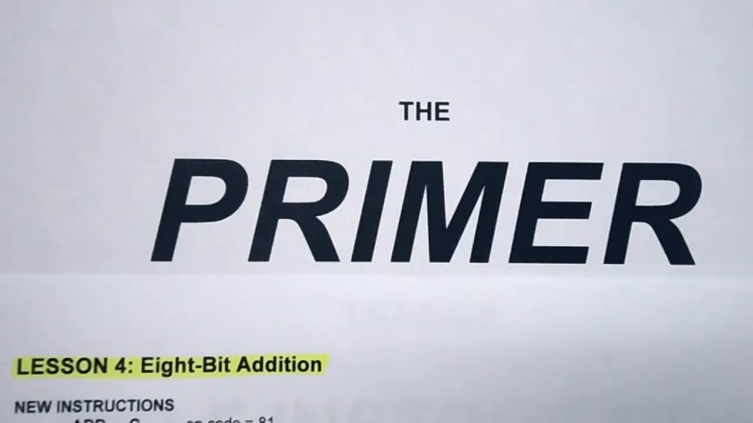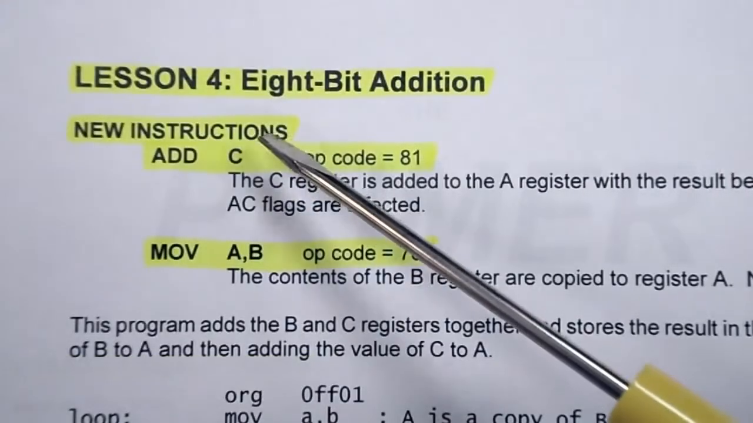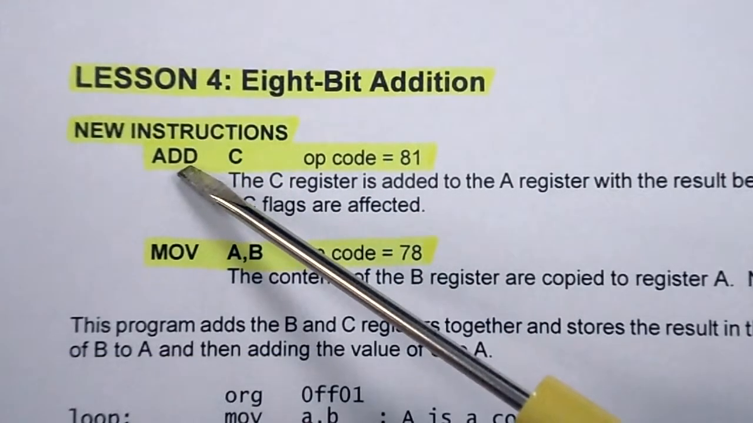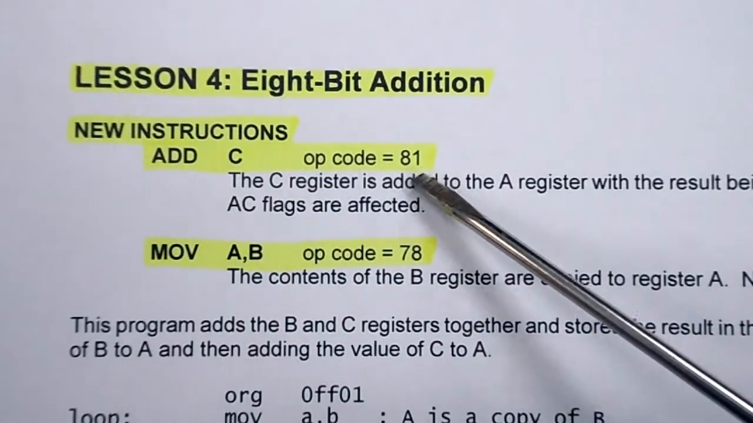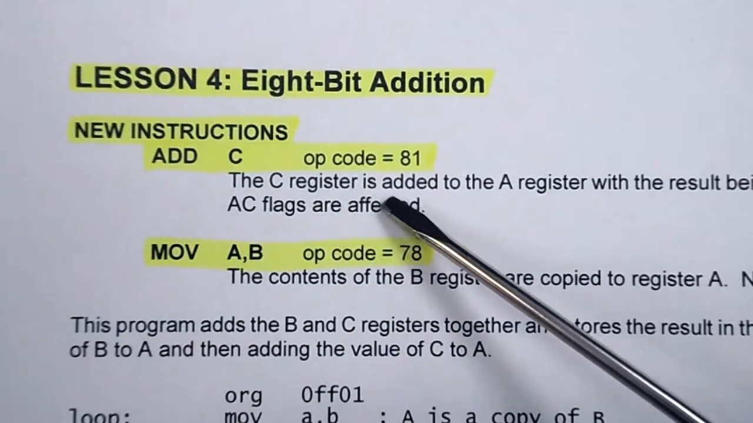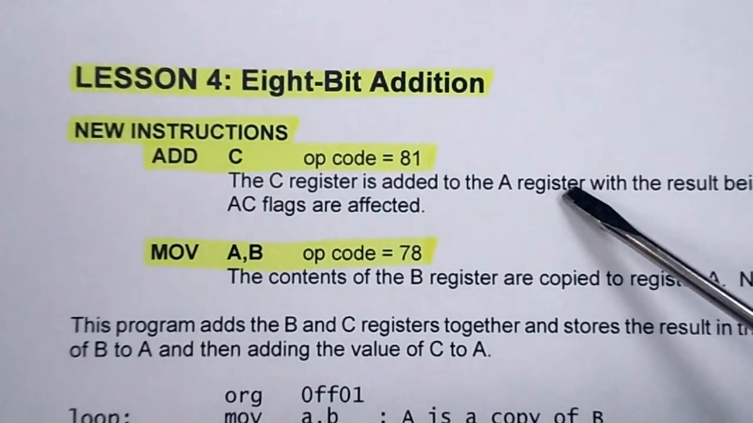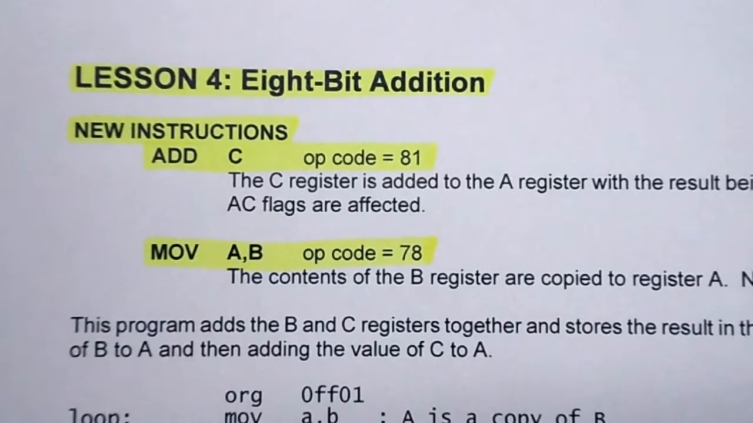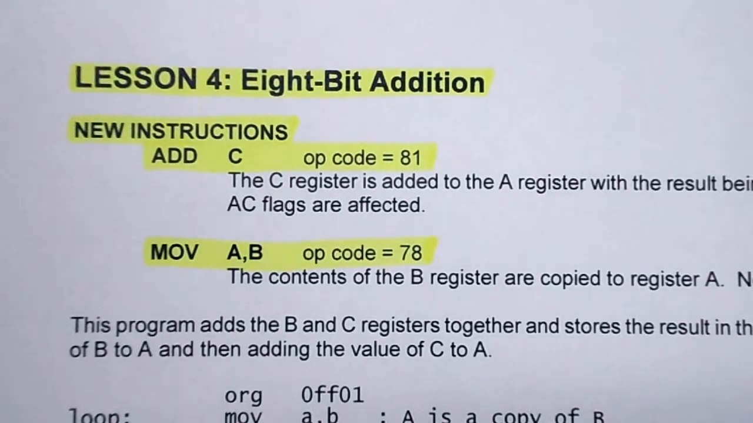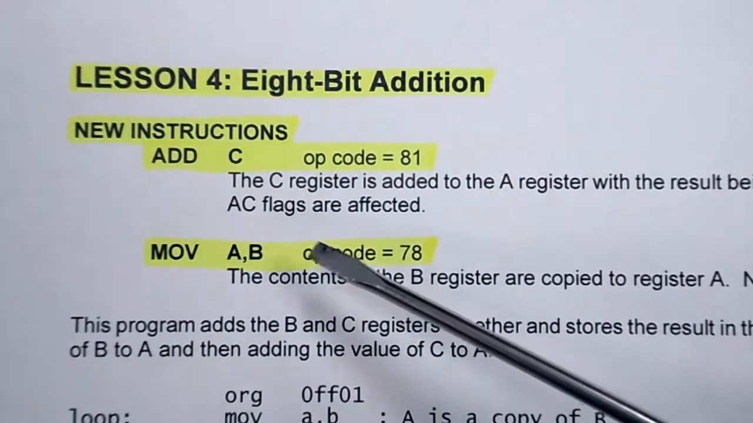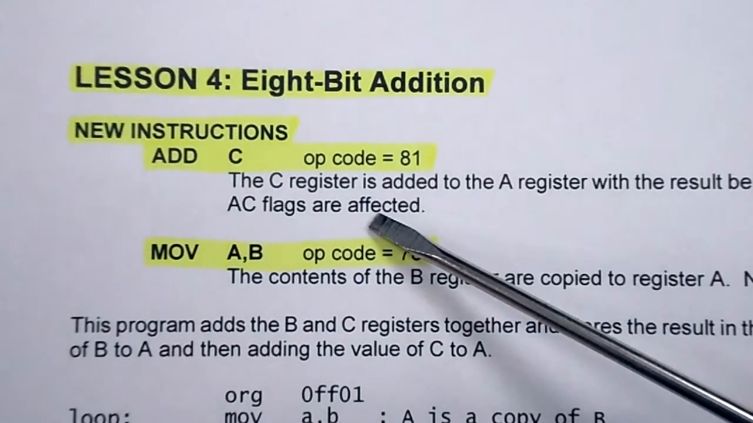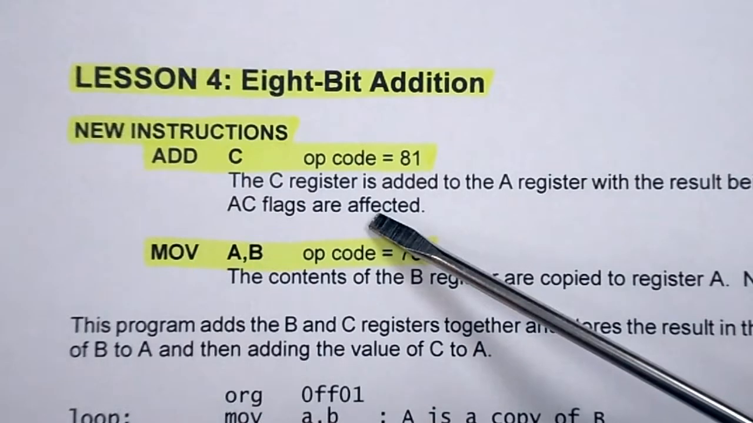Today we're going to be using the Primer Trainer and looking at lesson number 4, 8-bit addition. Under new instructions, we're going to use the ADD C instruction with an opcode of 81, and it says the C register is added to the A register with the result being stored in the A register. Now the Z, S, P, CY, and AC flags are affected. So today we're going to have to talk about the flags in the flag register.